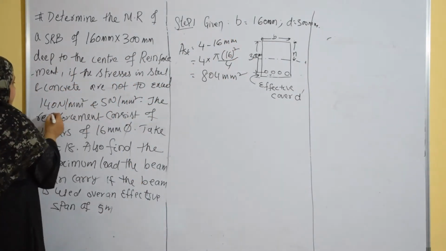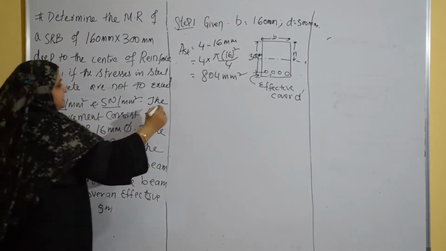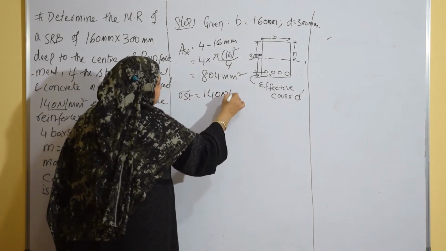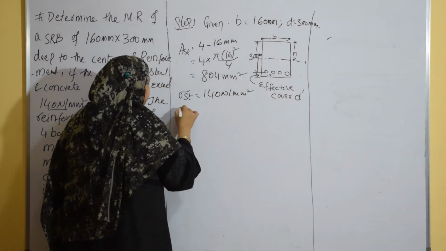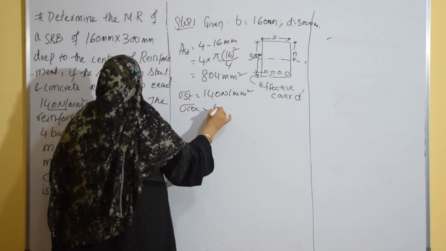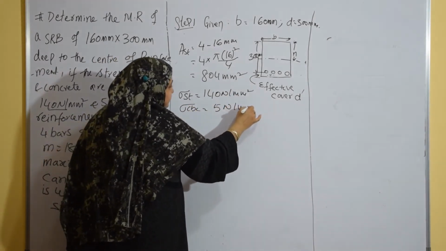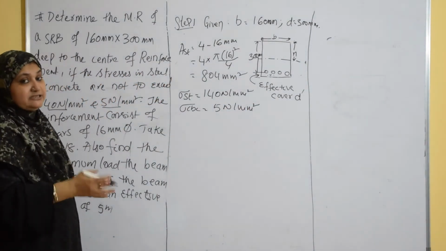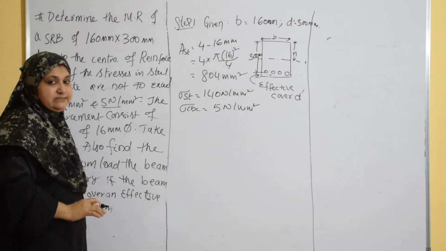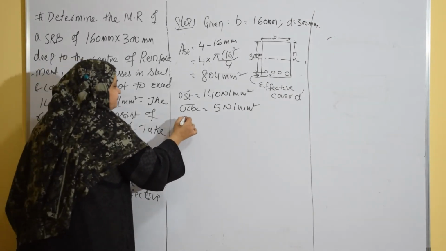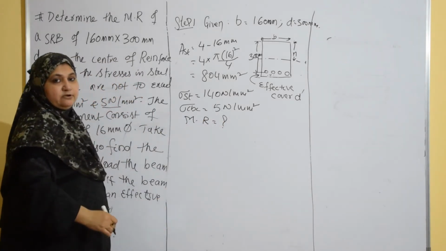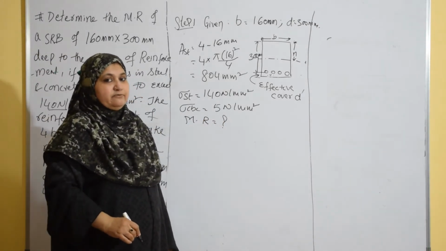What else is given? Sigma CBC and sigma ST are also given. Sigma ST is given as 140 Newton per mm squared and sigma CBC is given as 5 Newton per mm squared. These are the maximum permissible stresses. We don't know whether they have been reached or not, but the maximum allowed is this much. Then what do we have to find out in the first step? The moment of resistance.